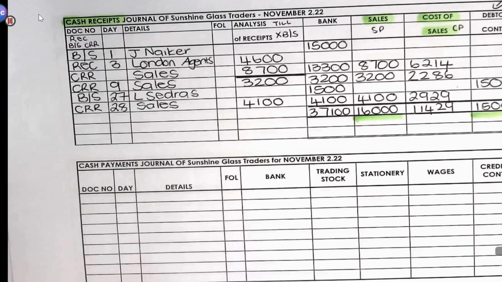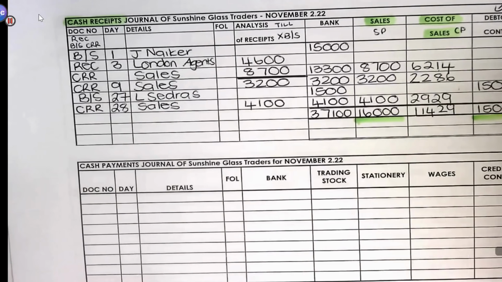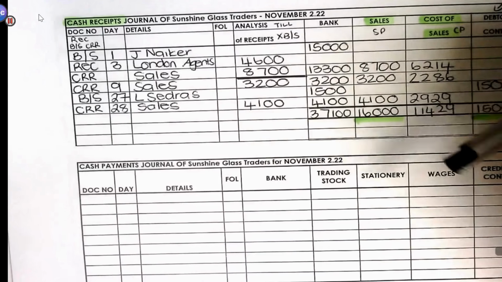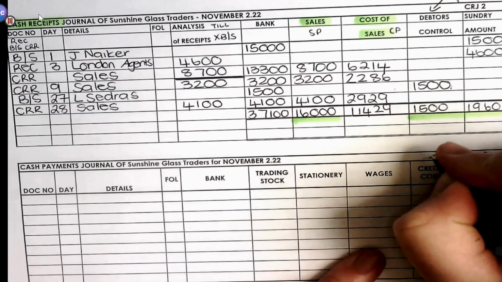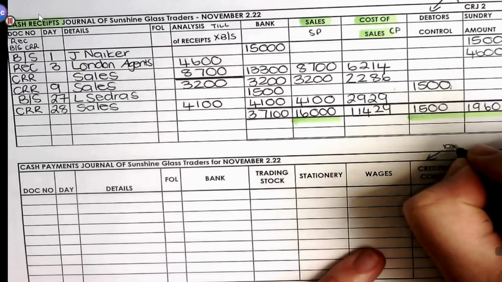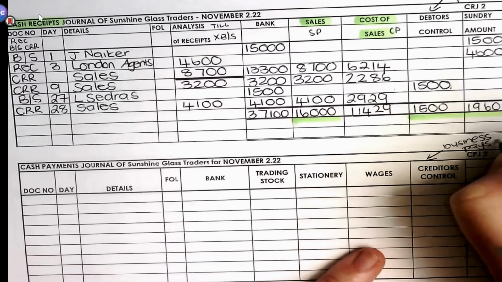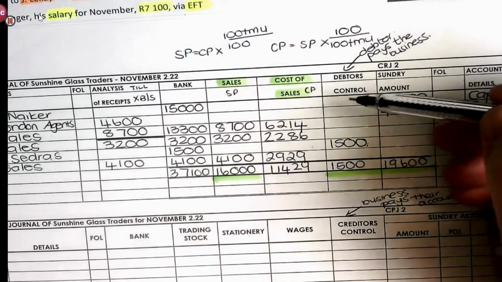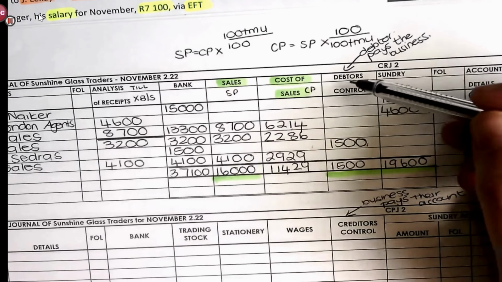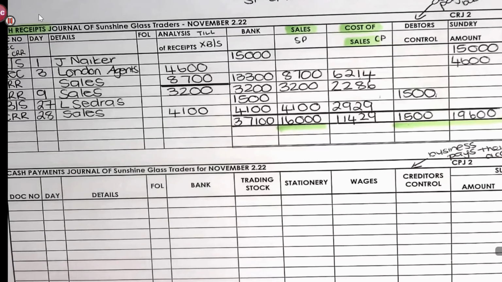Okay, next one we're looking at is CPJ. Let me just have a sip of water here. Okay, cash payments journal. And we have the columns that we need: bank, trading stock, stationery, wages, creditors control, and sundry. Now, creditors control is when the business pays their account with another business. So just like over here, where the debtor pays for their account, so they pay the business. In this instance, the business is paying for their account with another business.